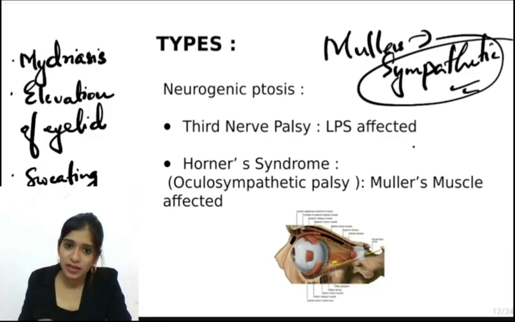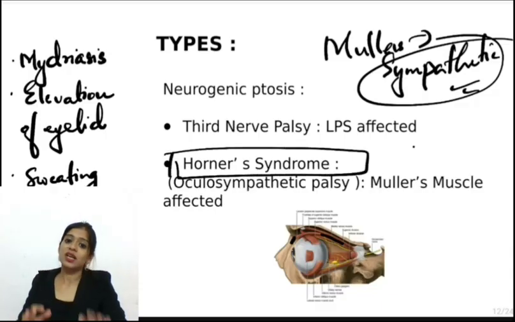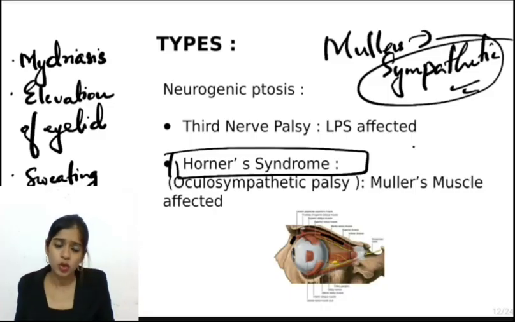So in this condition, the nerve supply to the eyes and the face can get damaged, and this results in a condition called Horner syndrome. What is Horner syndrome? When the sympathetic nerve fibers are affected due to any reason, there are multiple causes.